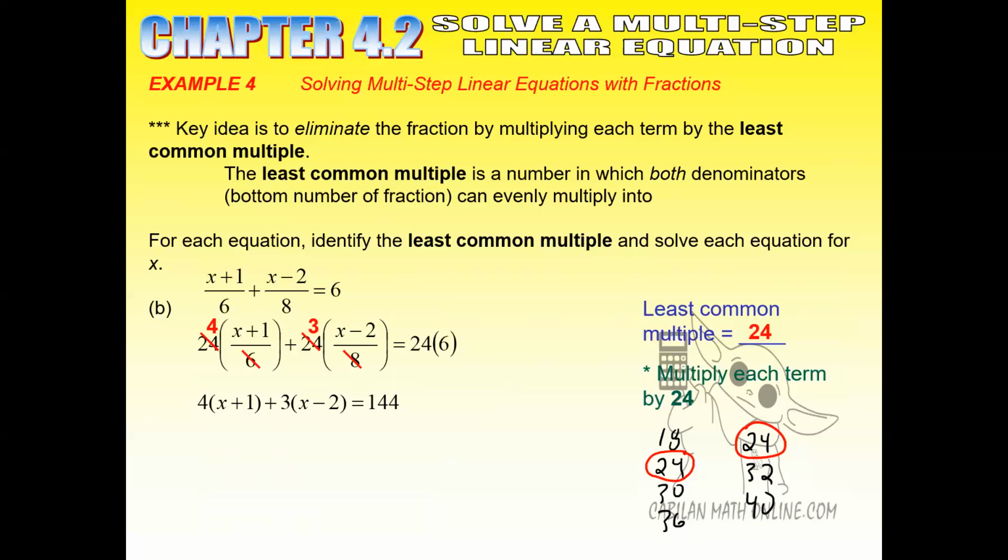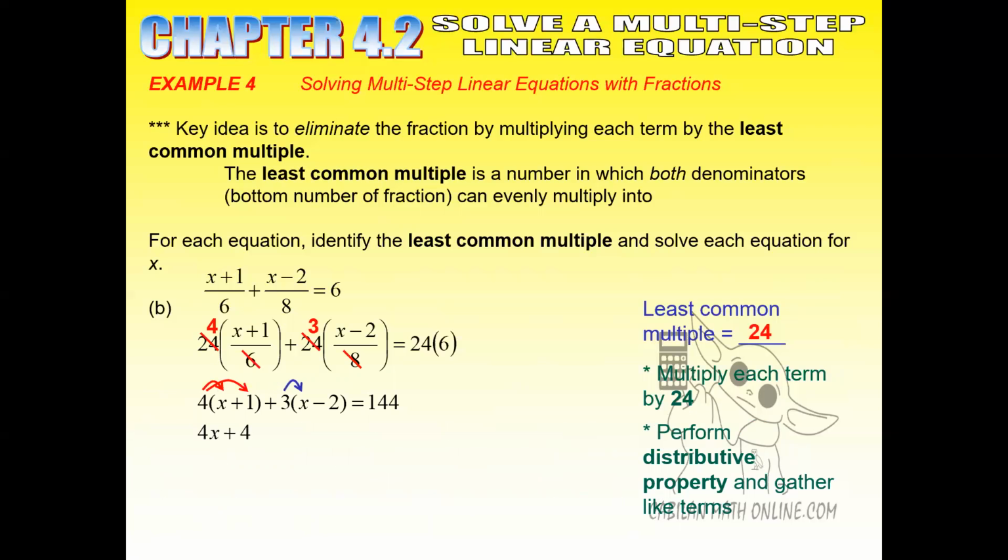Our first step here, we're going to multiply the 4 to the x and the 4 to the 1. We're also going to multiply the 3 to the x and the 3 to the negative 2, which gives me 3x minus 6, and bring back the 144.